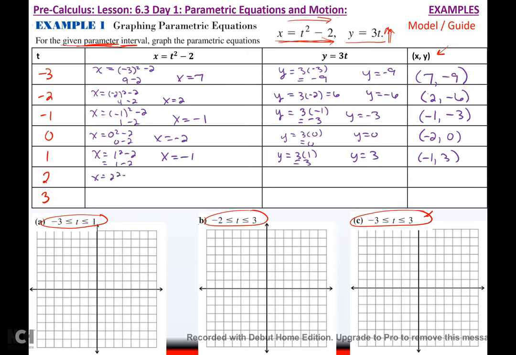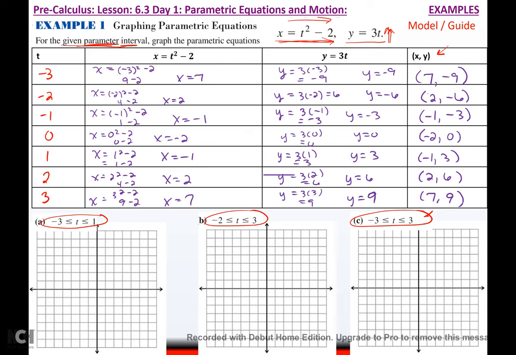For t equals 2, x equals 2 squared minus 2, which is 4 minus 2, so x equals 2. y equals 3 times 2, which is 6. So that ordered pair is 2, 6. And finally, for t equals 3, x equals 3 squared minus 2. That's 9 minus 2, which is 7. And y equals 3 times 3, which is 9. So that ordered pair is 7, 9.